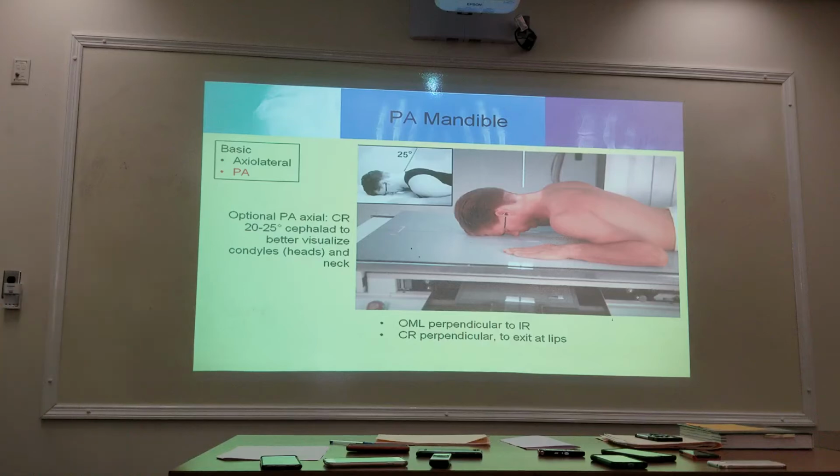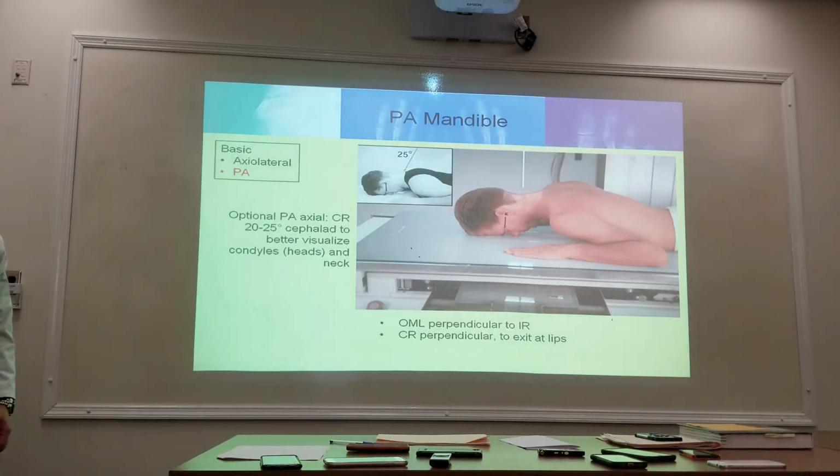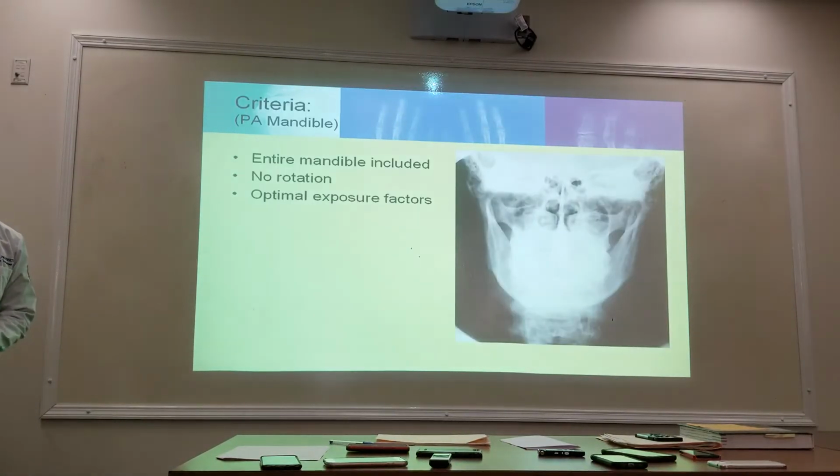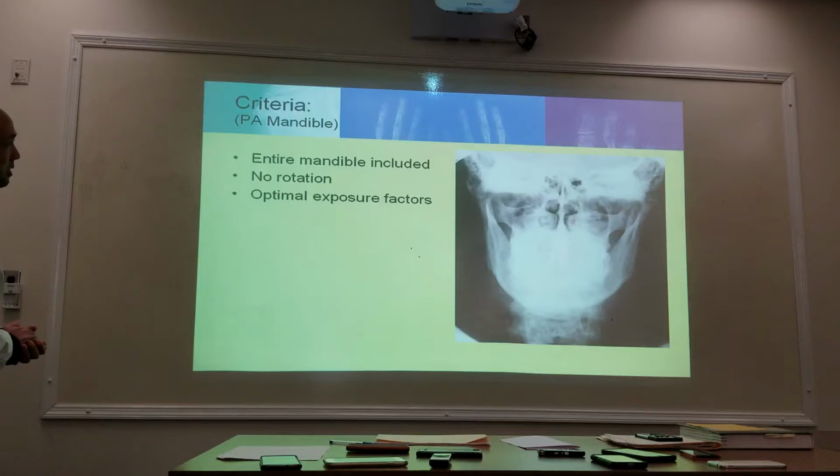So the optional PA axial central ray is 20 to 25 degrees to better visualize the condyles if preferred. Okay. That's the option. Generally, it's just the PA with 0 degrees. If you want to use the angle, instead of 15 for the condyle, we can do 25 for better visualization of the heads. Okay, with the entire mandible demonstrated.